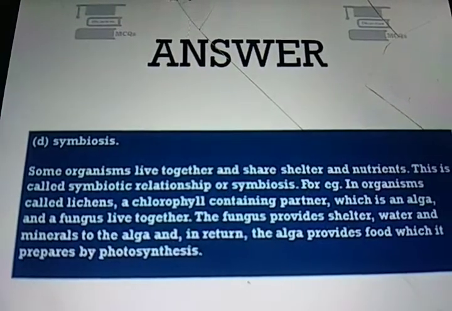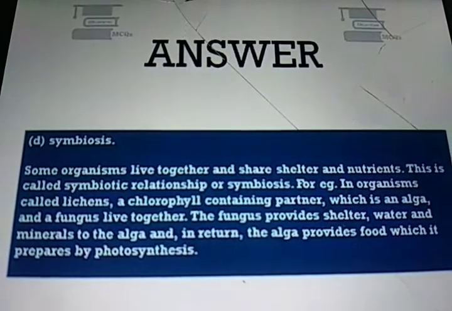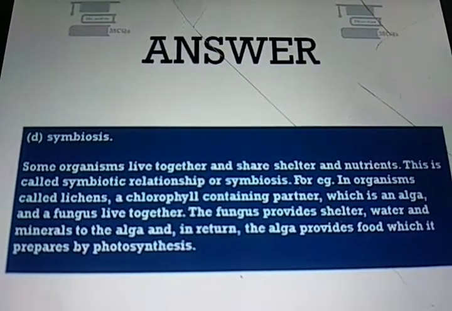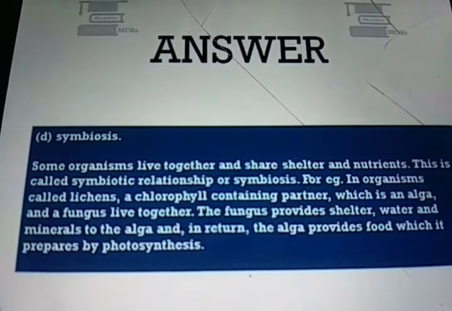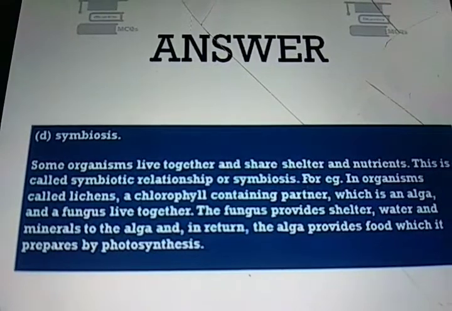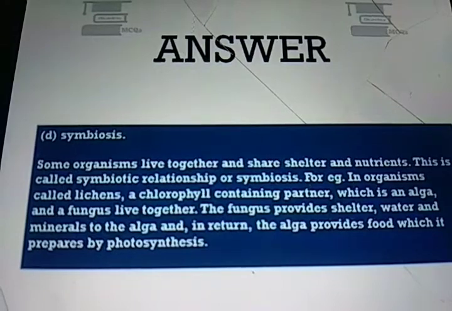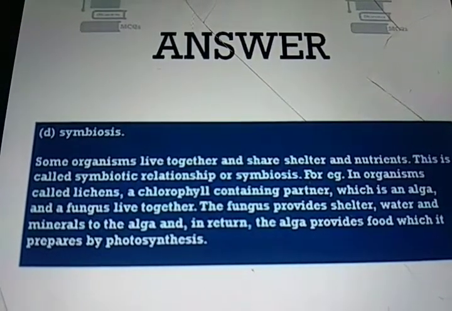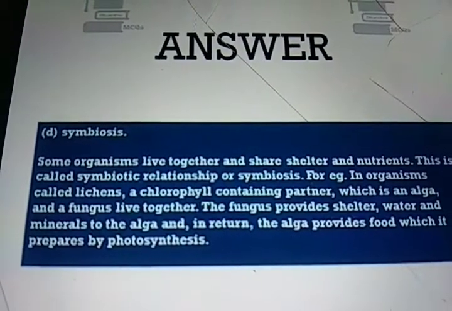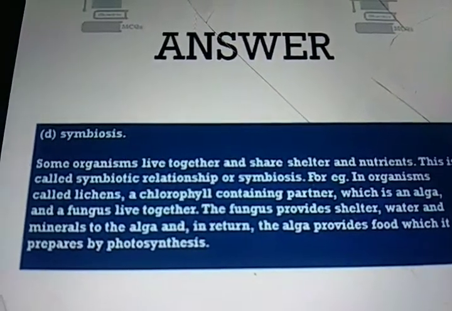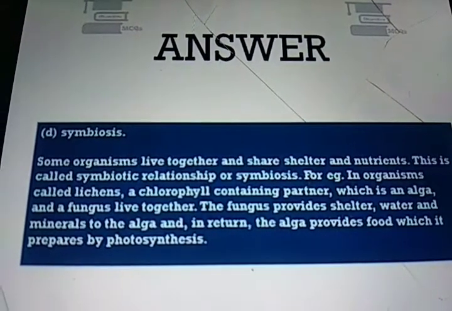So some organisms live together and share shelter and nutrients. This is called symbiotic relationship or symbiosis. For example, an organism called lichen, a chlorophyll containing partner, which is an alga, and a fungus live together. The fungus provides shelter, water, and minerals to the alga, and in return, the alga provides food, which it prepares by photosynthesis.